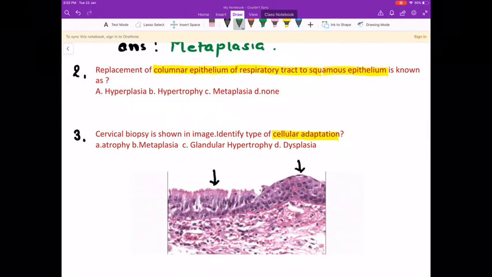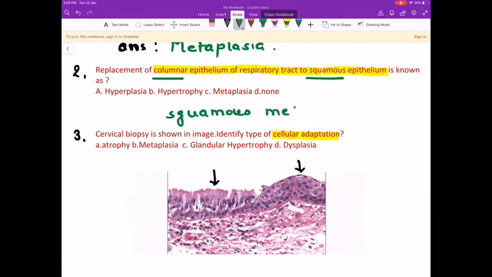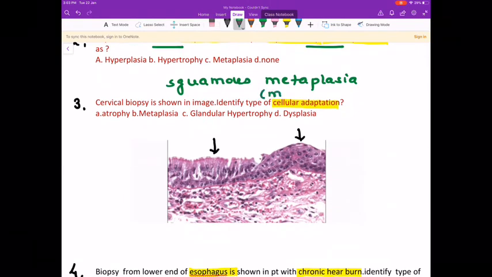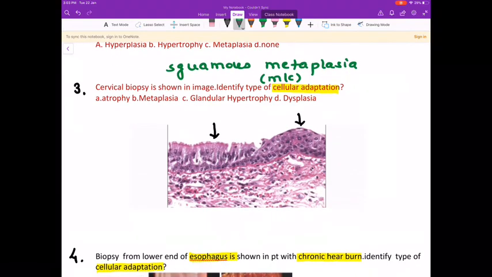Second, replacement of columnar into squamous. Columnar into squamous. This is squamous metaplasia. The most common cause is chronic smoking. It can cause squamous cell carcinoma if smoking is continued. Overall, the most common type of metaplasia.